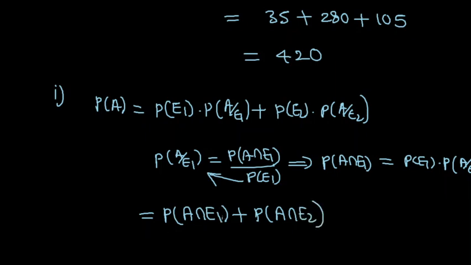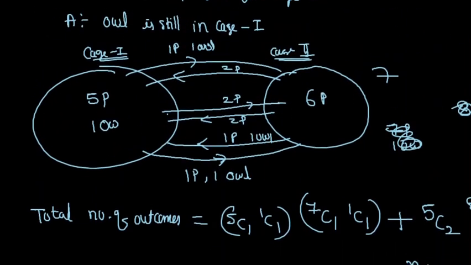So E1 is 1 parrot and 1 owl flew from cage 1, right? E2 is the event of 2 parrots flew from cage 1. Now look here: 1 parrot and 1 owl flew from cage 1. Again it came back to cage 1, right? So the owl is still in cage 1 only. So in this case the owl is in cage 1.